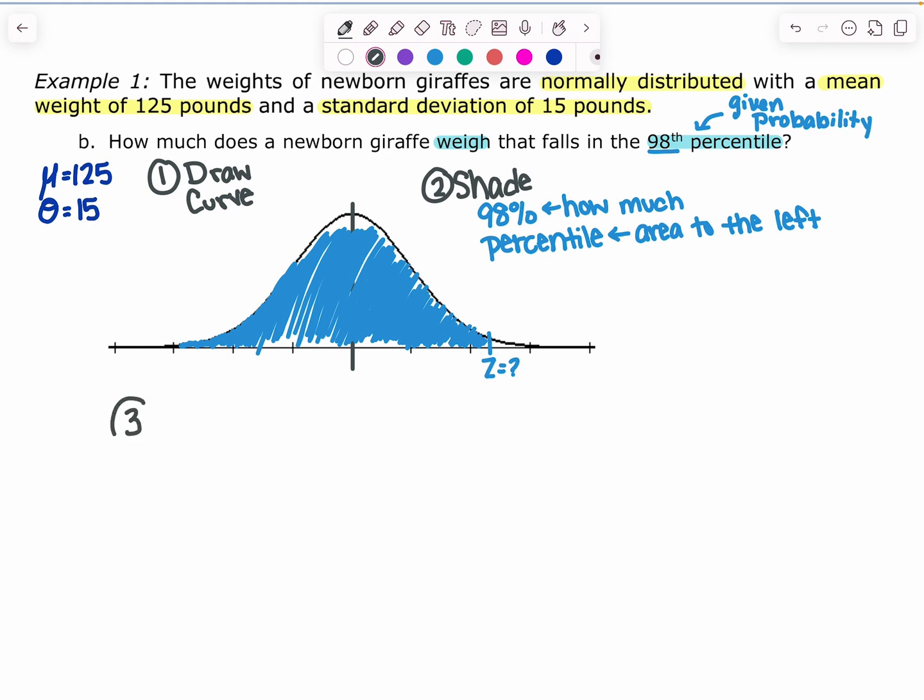So then step 3 is to use Excel to find the value of this z-score. So we're going to do the same thing we did in the first example. NORM.S.INV will give us the z-score for whatever area to the left we plug in. So this is 0.98, 98%. If I plug that in, I have the area to the left, and I will get the z-score for that.